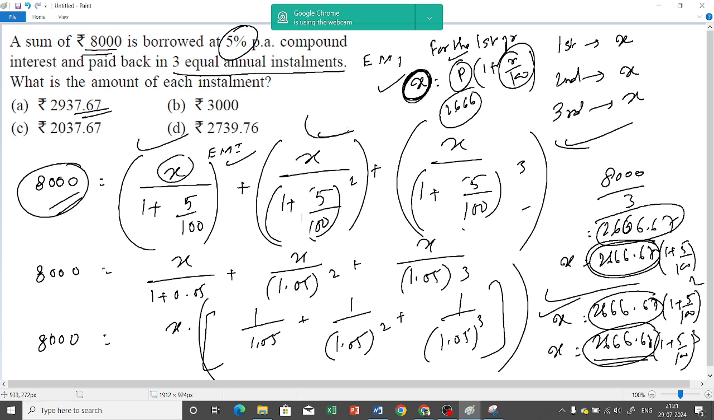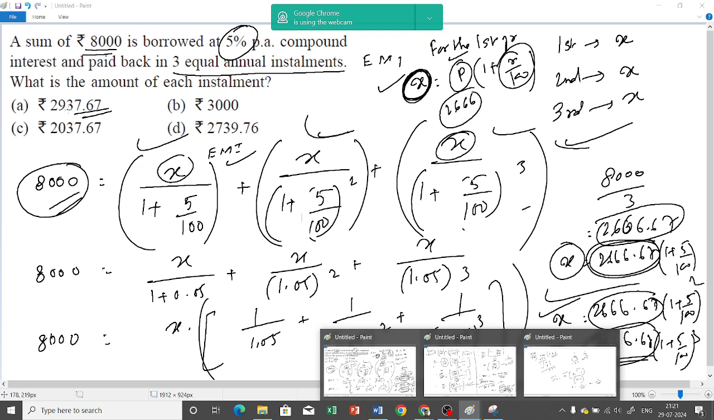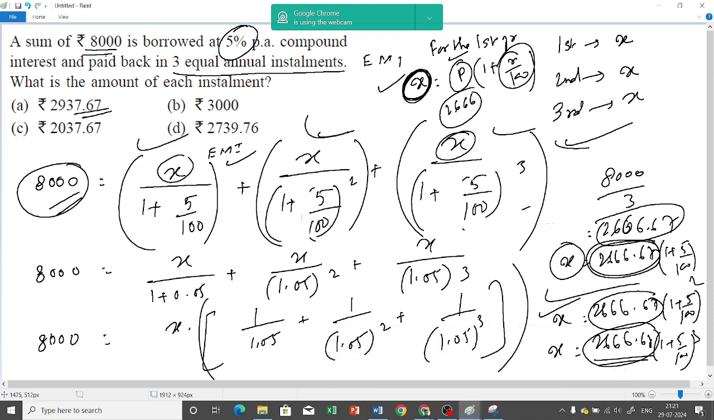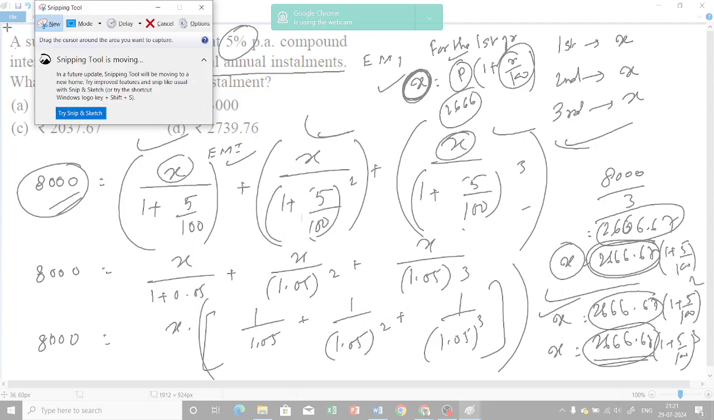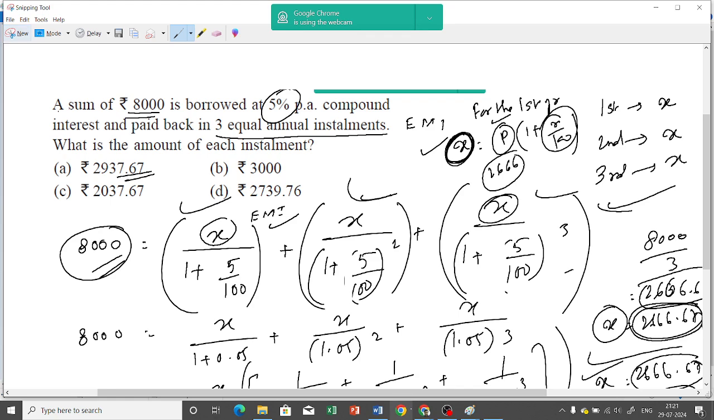So that is what we did. We added the three principals, and in the process of doing that, we actually got to find the EMI, which is 2937.67, something more than 266.67. You understood how this formula came, how this operation came?